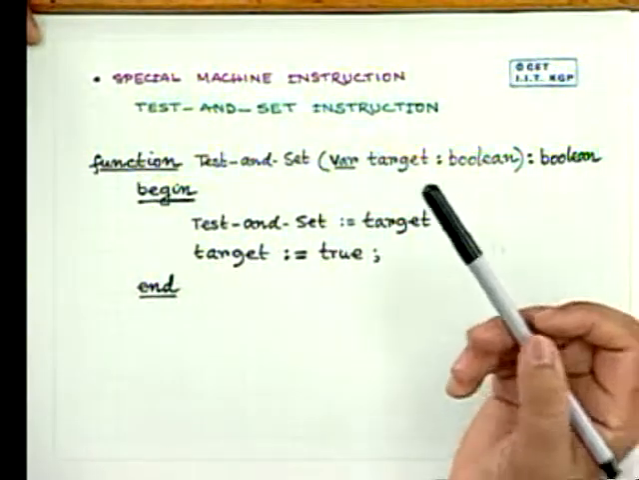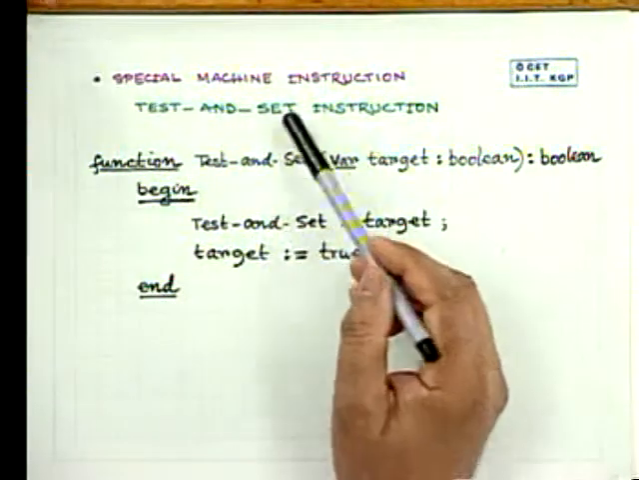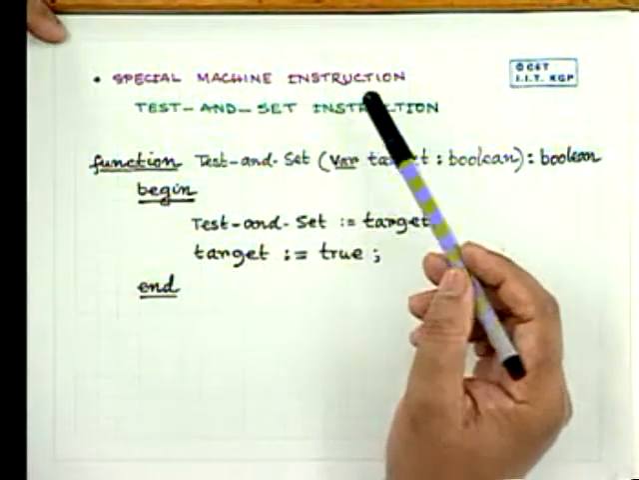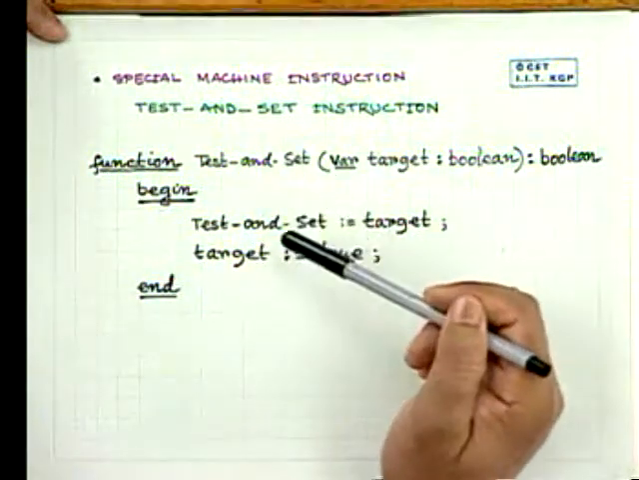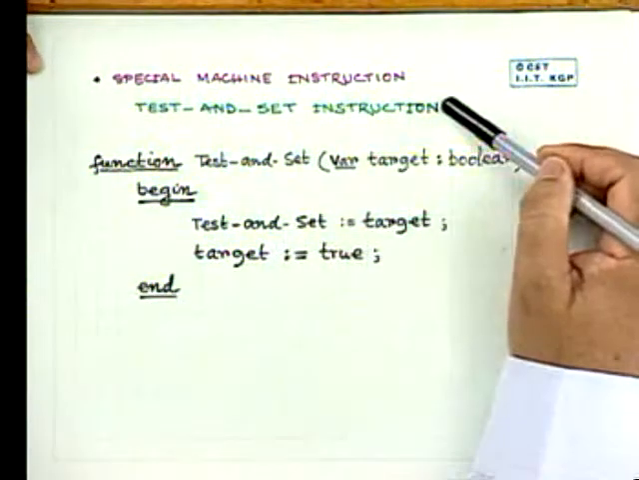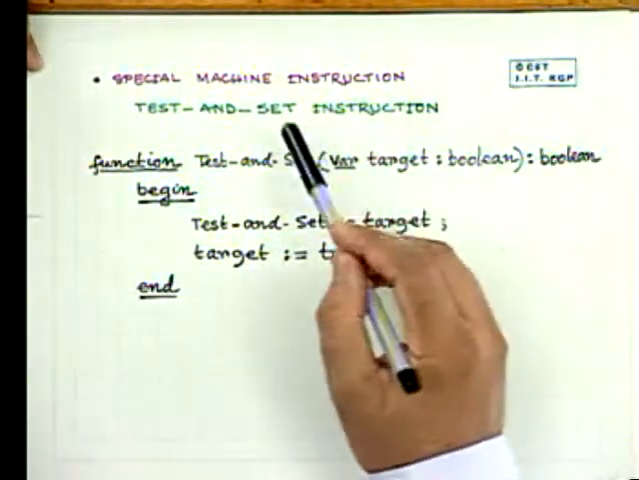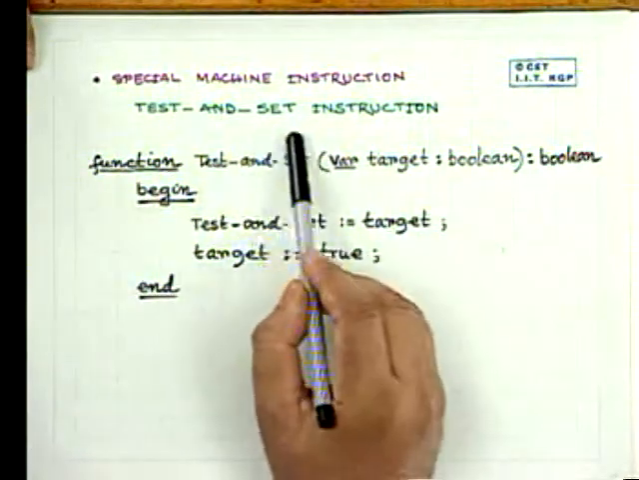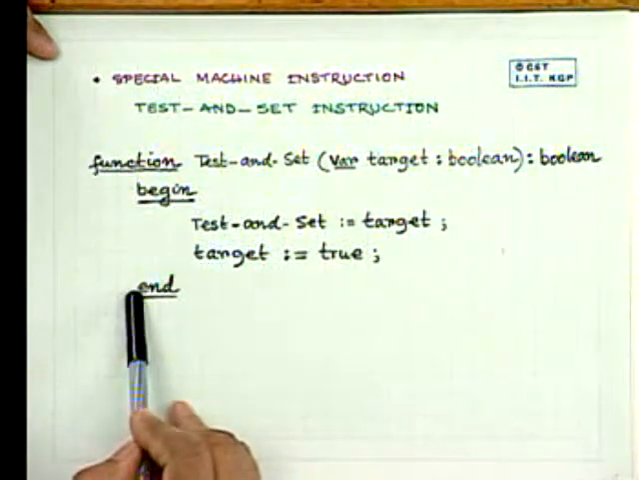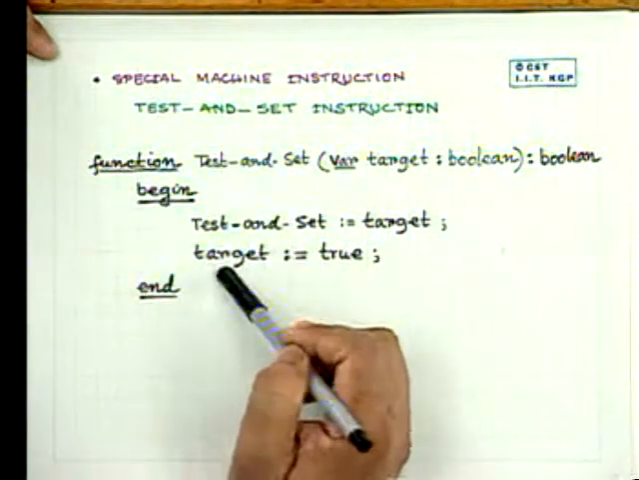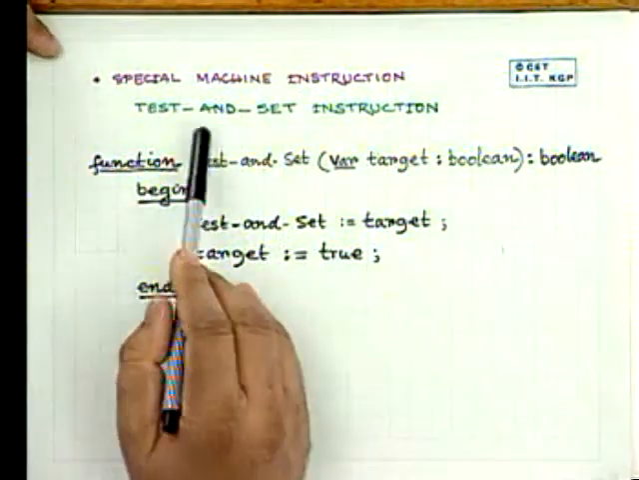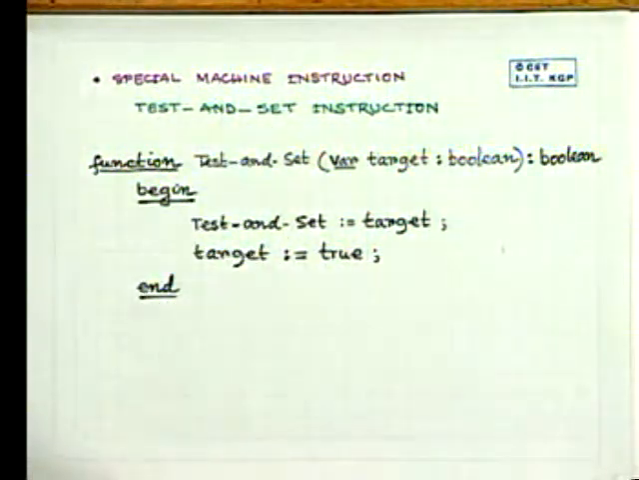There are special machine instructions that have been devised to aid in this mutual exclusion implementation of the critical section. One such instruction is the test and set instruction. The function of the test and set instruction I have written in the form of a Pascal-like function. Let us see what this function is doing, what this test and set instruction does.